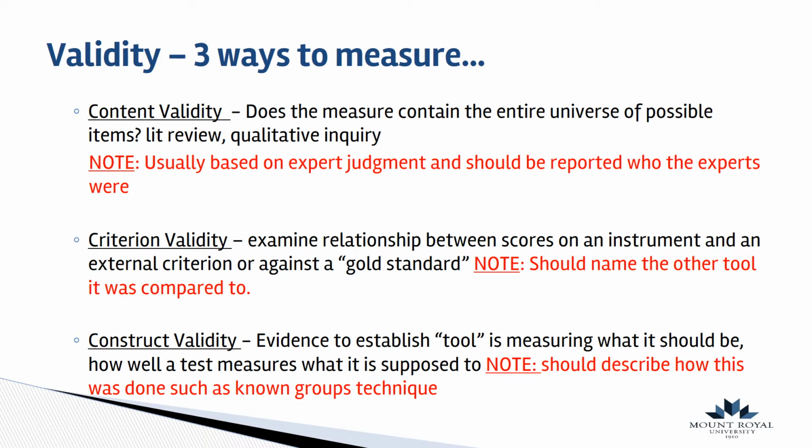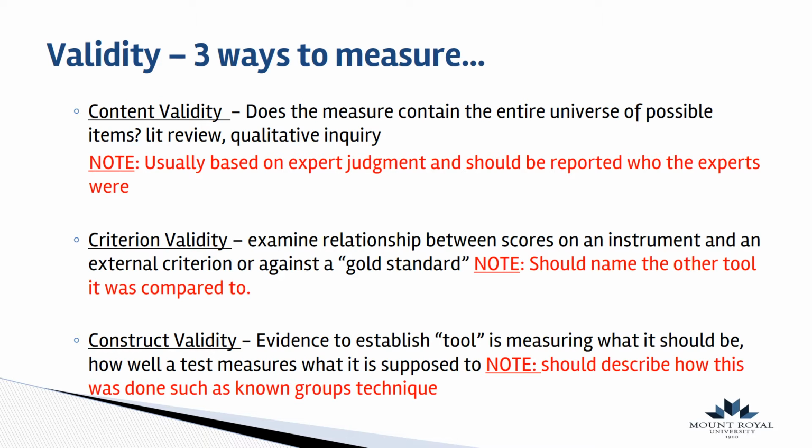Criterion validity examines the relationship between scores on an instrument and some sort of external criterion or gold standard. So they find a tool that is what would be considered the gold standard with high validity, and then they create their own tool and use both tools and compare and contrast the results.